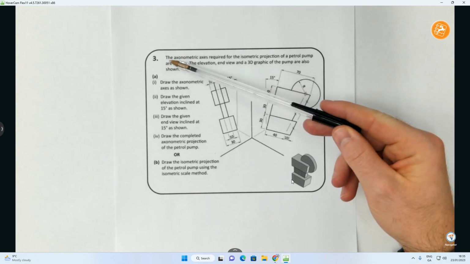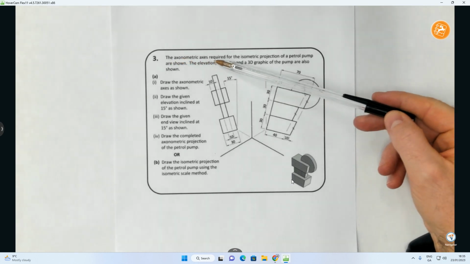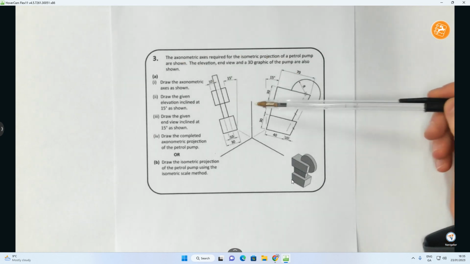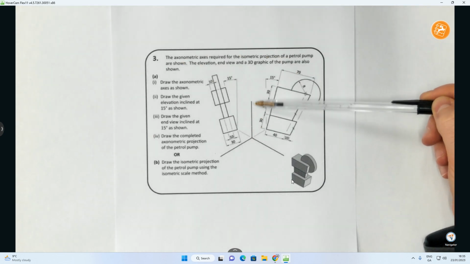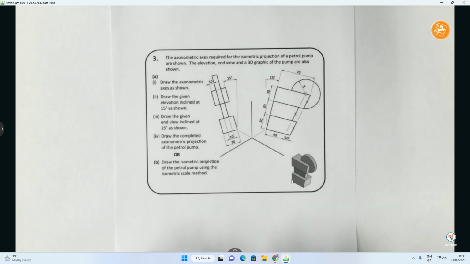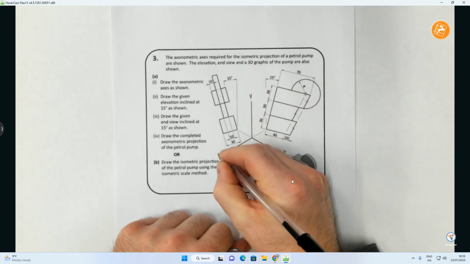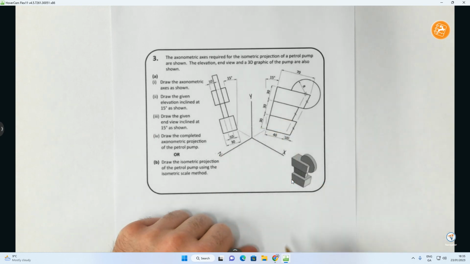So you can see here it says question 3, the axonometric axes required for the isometric projection of a petrol pump are shown. What they mean by that is the axonometric axes are these three lines here. We usually have the y-axis here. In this case, I assume this is the x and this is the z. X and z are interchangeable.